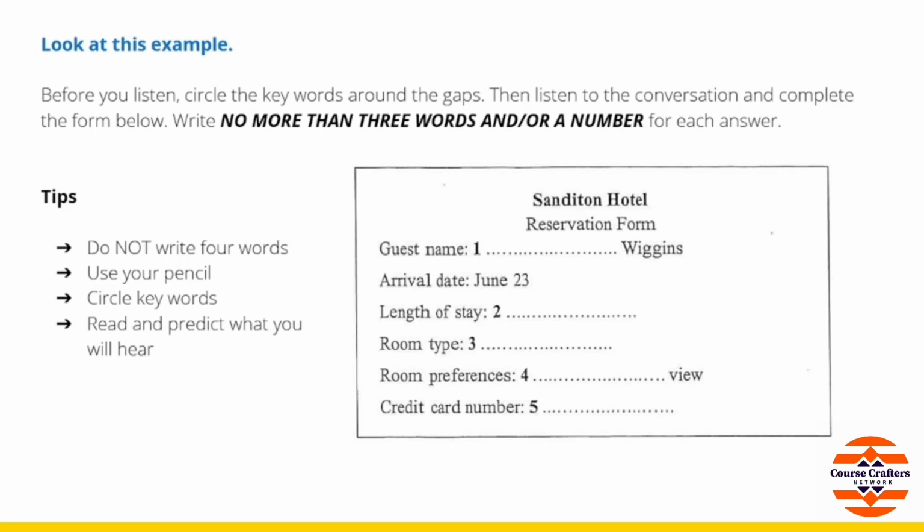Important tips here to remember are not to write more words, because here in the IELTS test you are being asked to write only 3 words. You have to make sure you are using your pencil, then circling the keywords and reading and predicting what you are going to hear in your recordings.